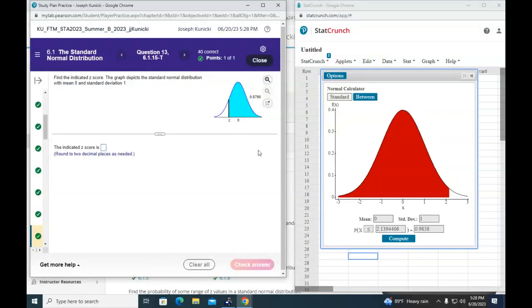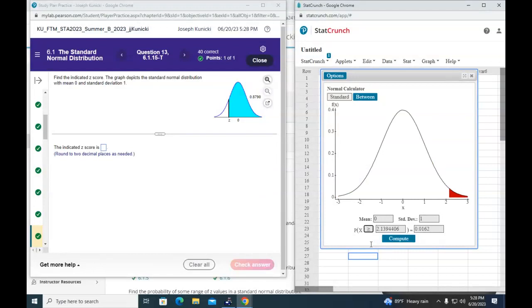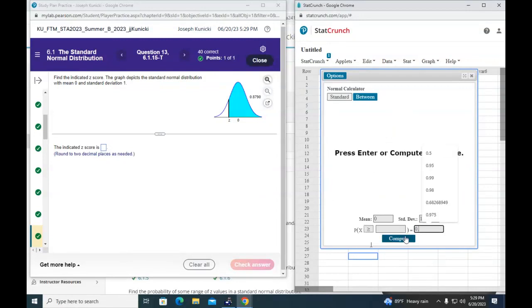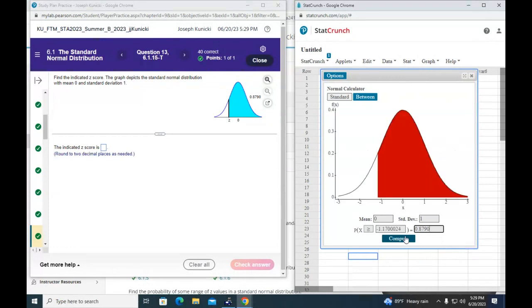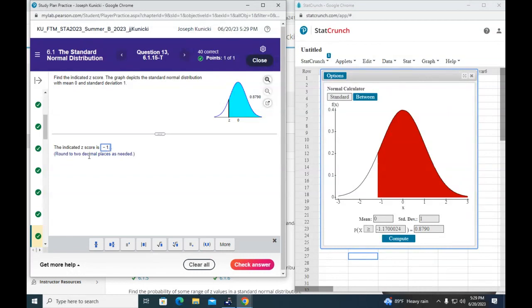15. Now to the left, so I'm going to do greater than. I want my z greater, because it's greater than z, right? So greater than. I don't know what the number is, but I know the probability. The probability is 8790, so that's what I put in there. So 0.8790. It's minus 1.17. And I was expecting a negative value, right? Correct? Because up to the left of 0, that has to be a negative number.